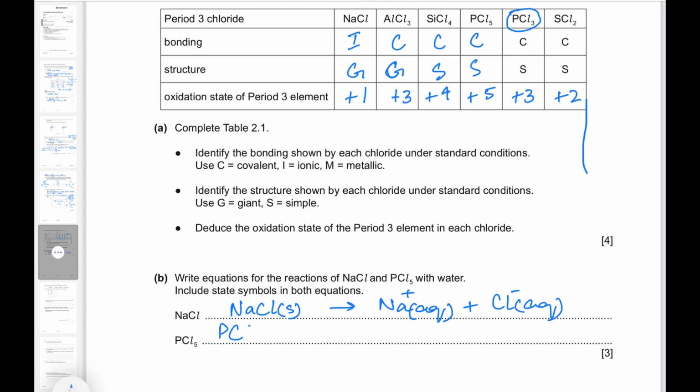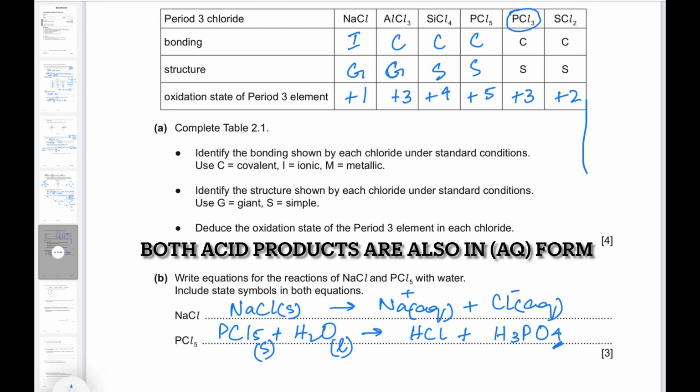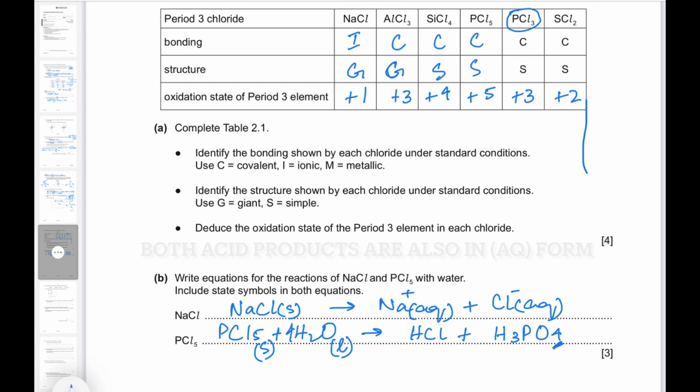And then phosphorus pentachloride, having a simple molecular structure, would react with water. It's solid in state. Water is in liquid form, and this would form hydrochloric acid as well as phosphoric acid. So here you've got 4 oxygen atoms, so you need to balance that over here. Now you've got 8 hydrogen atoms on the left hand side, 3 in phosphoric acid. That means you need 4 more to balance the hydrogen atoms.